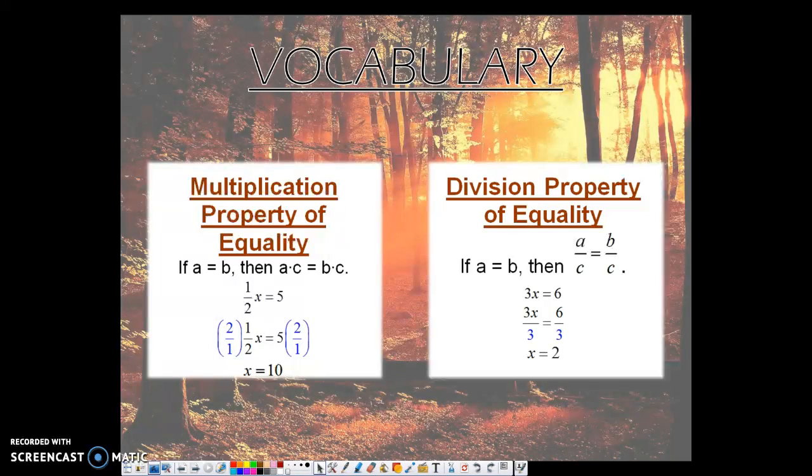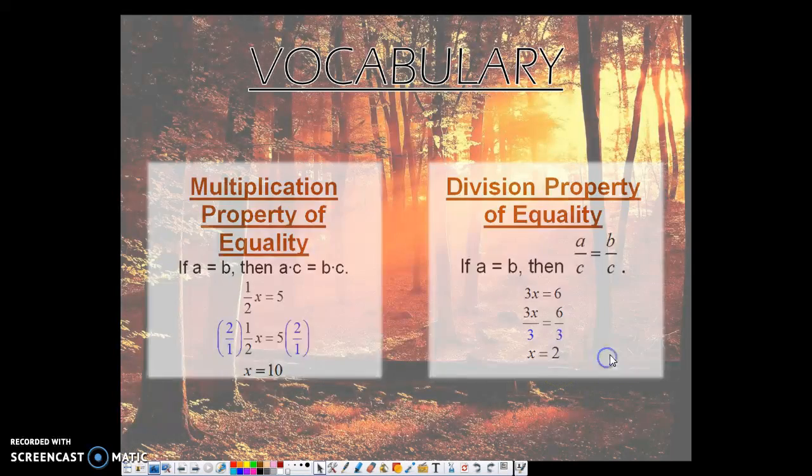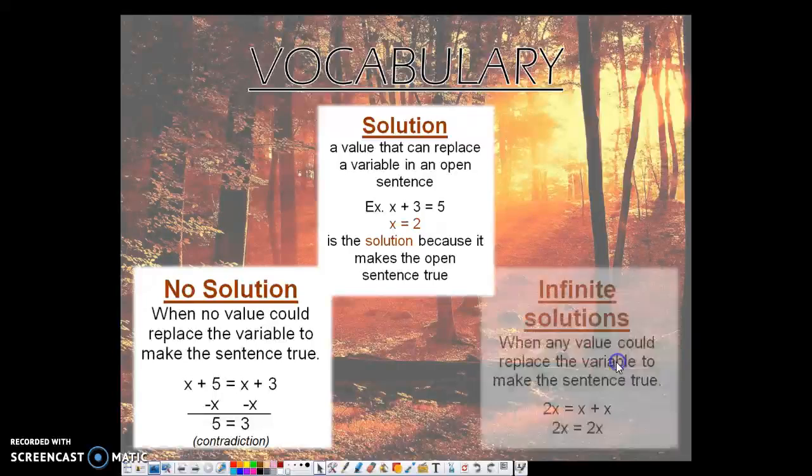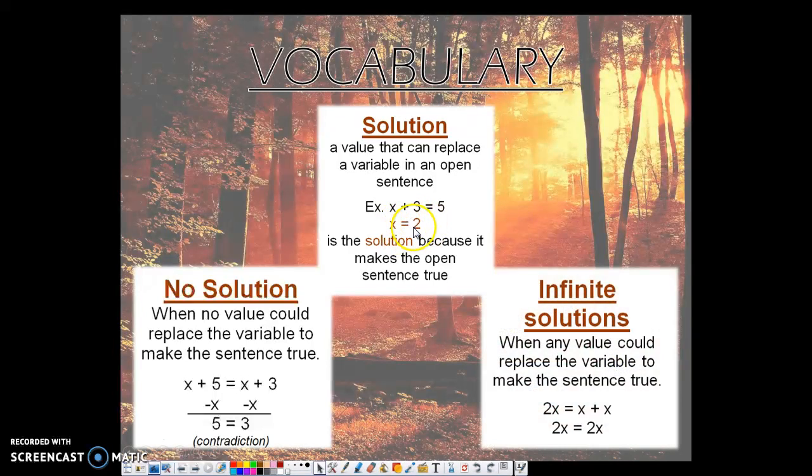Division property of equality is the same thing. If you have 3x, the way to get rid of 3 times x is to divide by 3, like what they did here. That'll cancel out. 6 divided by 3 is 2. Because what you do to one side, you must do to the other. Okay, so if you have a solution is when you solve it out and x equals some number. That means you have a solution.